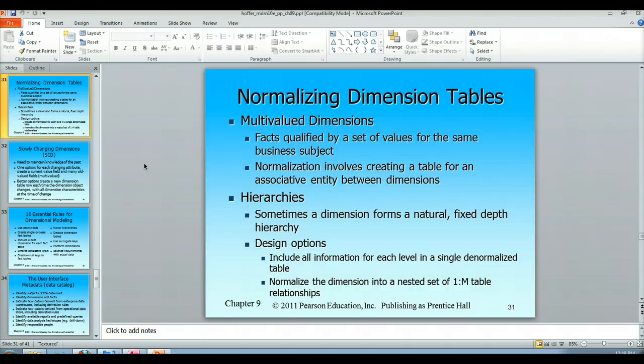So those are considerations associated with normalizing our dimension tables. And that is the end of that video lecture.